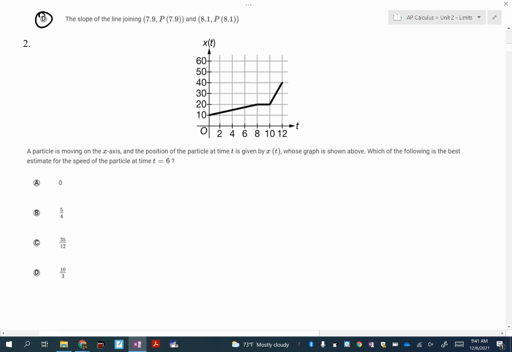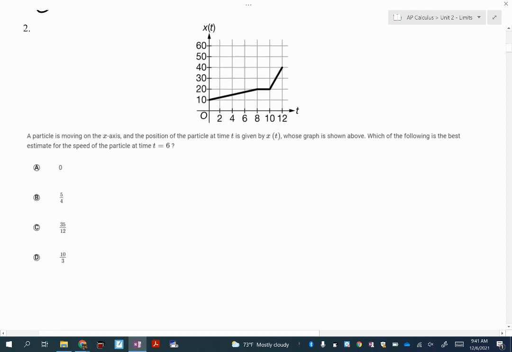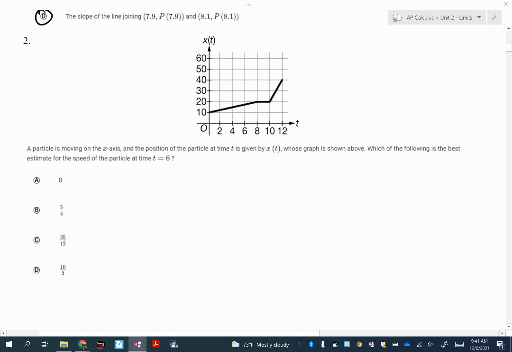Number two is looking at the best estimate for the speed of the particle at time t equals 6. So right here is the position, and very similar to the last one, we're trying to figure out the slope of the line that's tangent to this curve. But if you'll notice, this curve is actually a line. So if we're trying to find the slope to get the instantaneous velocity or speed of this particle at time t equals 6, we can just find the slope of this line.